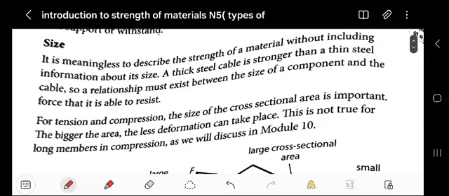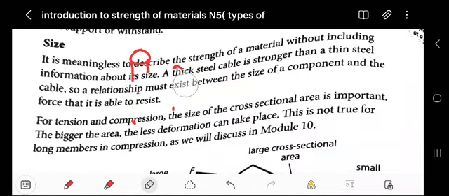It is meaningless to describe the strength of a material without including information about its size. As you can see, the size also matters. A thick steel cable is stronger than a thin cable. Obviously, we know. Let's say you have a rod which is thicker, and then you have a thin rod. Which one can you break more easily? Assuming this is made up of the same type of material, the thin one will obviously be broken first, but this one will take longer because it's larger.